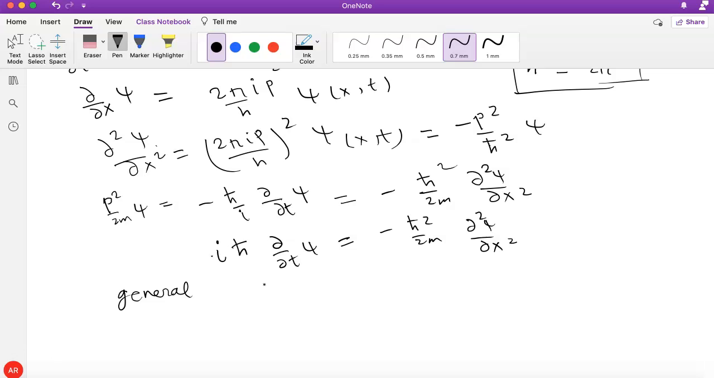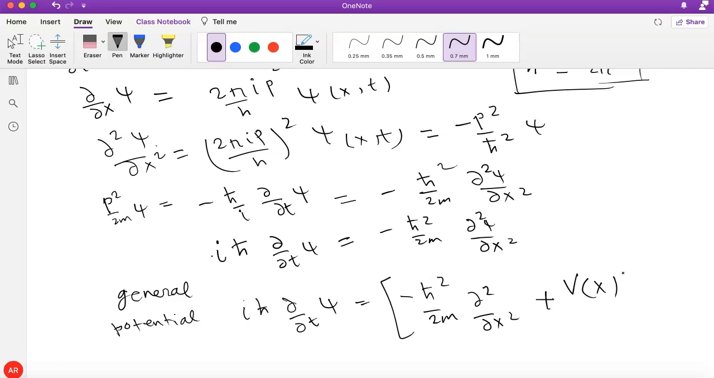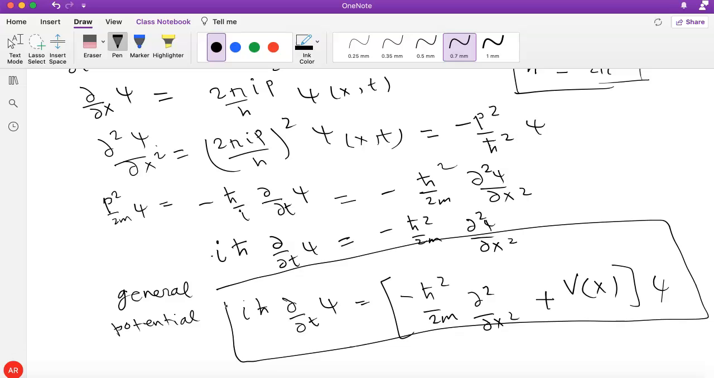So maybe just the time derivative is governed... Maybe on this side, this just remains a general potential. What Schrodinger wrote down was something like this: minus h bar squared over 2m times the second derivative with respect to position, plus the potential as a function of x acting on the wave function. And that's the celebrated Schrodinger equation.